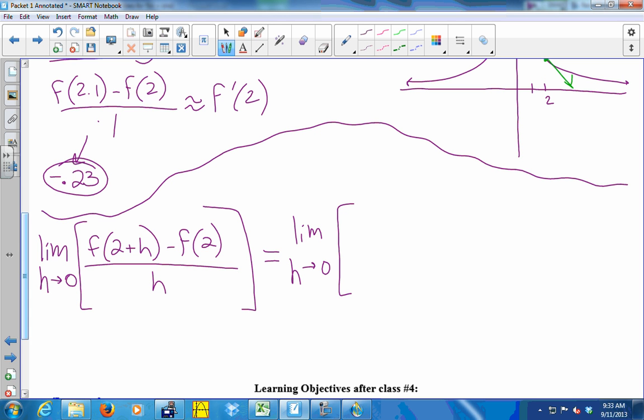So now I'm going to plug 2 plus h into the function f. So this is 1 over 2 plus h squared, minus, I'm going to plug 2 into the function f, which is 1/4, all over h. And I'm going to need some more room here.